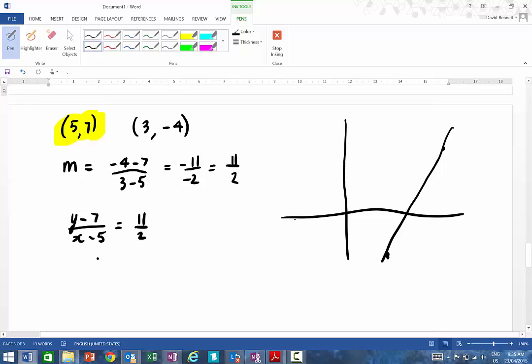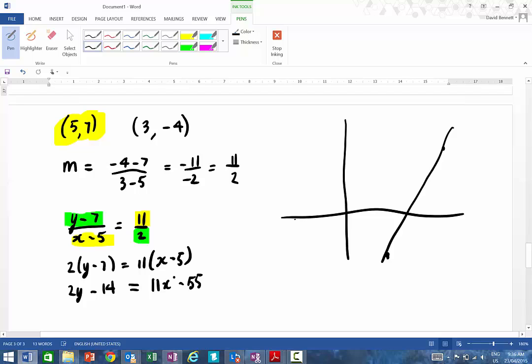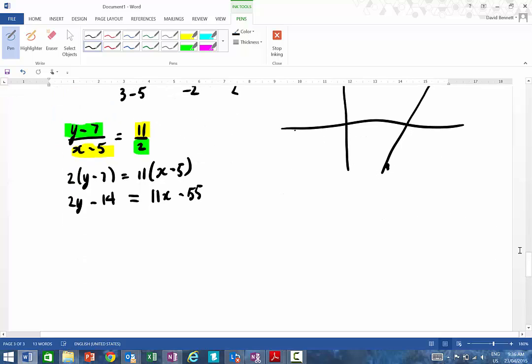Okay, cross multiply. That means I'm going to times this with that, and this with that. Now, you can do it in 2 steps or you can do it in 1 step. I can put 2 bracket y take 7 equals 11 bracket x take 5, or I could go straight to 2y take 14 equals 11x take 55. As long as you times it through to both terms, that's the main thing.